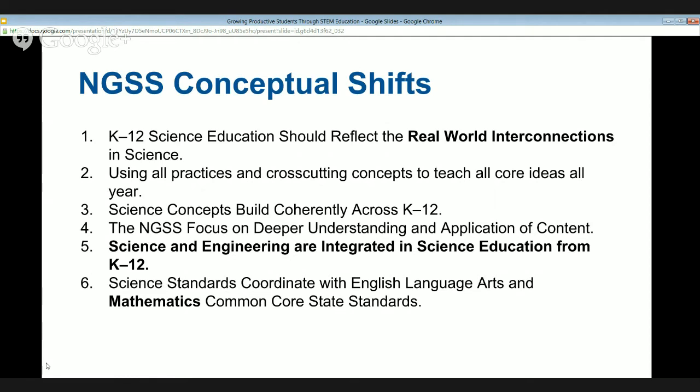And then finally, there is intentional overlap with Common Core. And you will see that the science standards do coordinate with the English language arts and with the mathematics Common Core state standards, which also lends itself well to STEM education. And in the standards, there are foundation boxes at the bottom of the page, and that coordination, where they've actually shown you where ELA fits in and where math fits in, it's all on that standards page with you. So if you have not had a chance to explore the NGSS website, I definitely recommend that you do that.